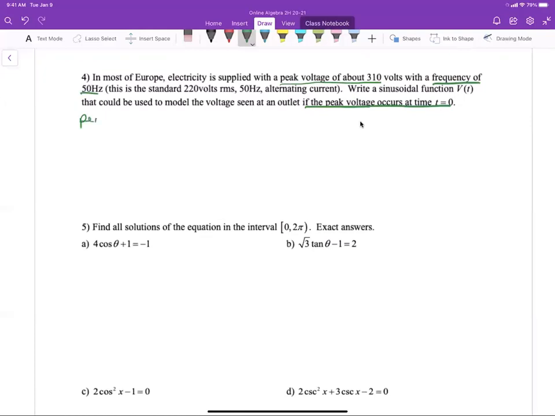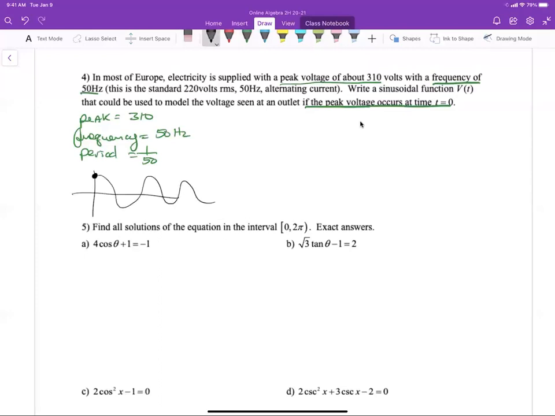I have peak, that's my maximum point on the graph, of 310. I know that the frequency is equal to 50 hertz. That means that the period is 1 over 50. Period and frequency are inverse of one another. The other thing that we learned in that discussion was that the peak voltage occurred at time t equals 0. So I'm at the top at time equals 0, and then I'm going to do something like that.